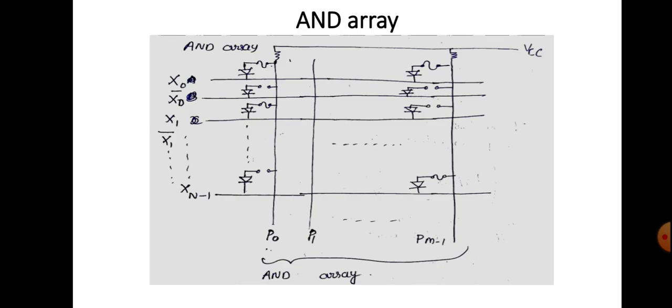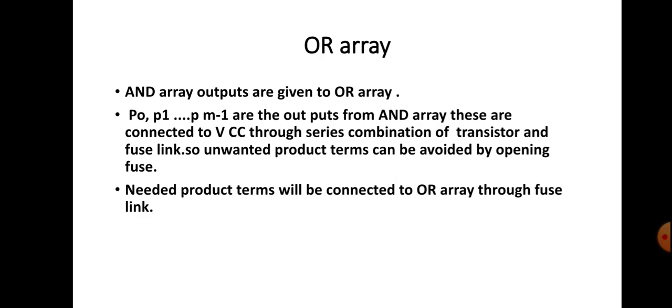So whenever a particular product term appears, we will be programming these connections by burning of the fuse. If there is no need of that particular input, then we will burn that particular fuse, so it will be opened. Okay. Next is the OR array.